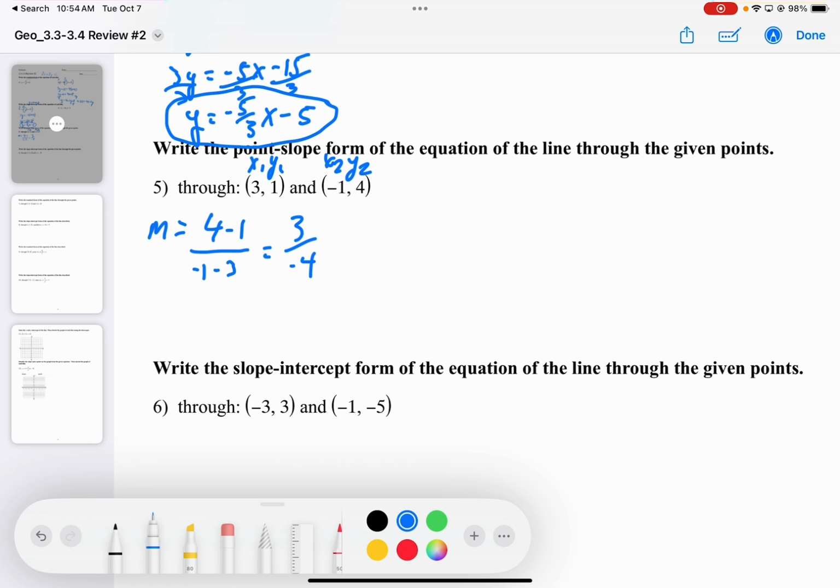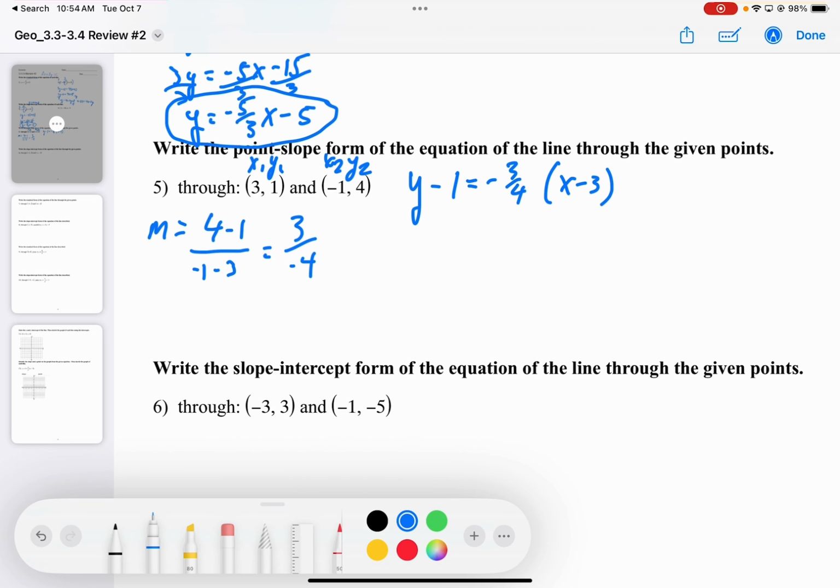Okay? All right, now I need to write the equation of my line, so let's do what Max said. Now I know my slope. Which point do you want, Max? You said what, 3, 1? So then y minus y1, which would be 1, equals m, which is negative 3/4. I'm going to put the negative in front of the fraction. That's how I prefer to do it. And then x minus x1, which would be x minus 3.